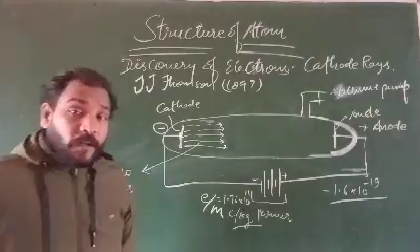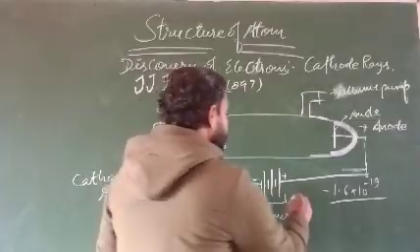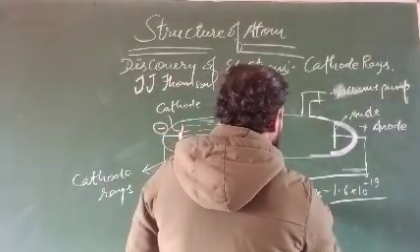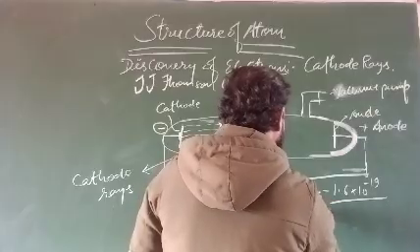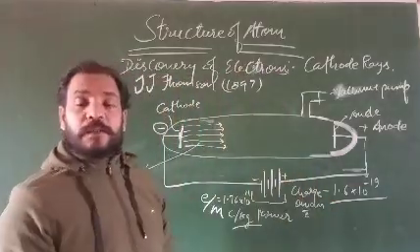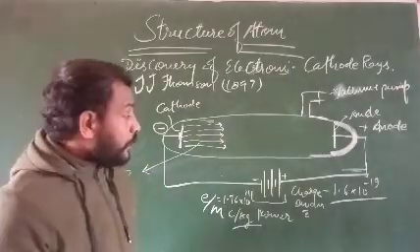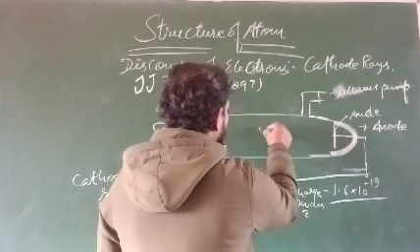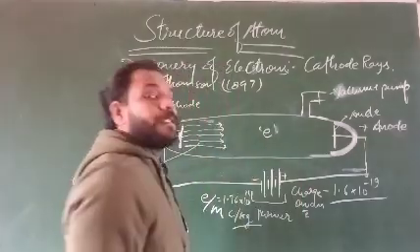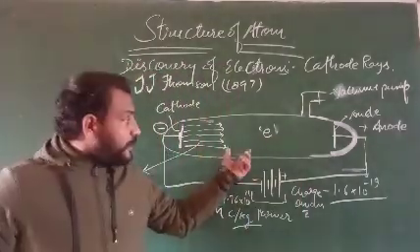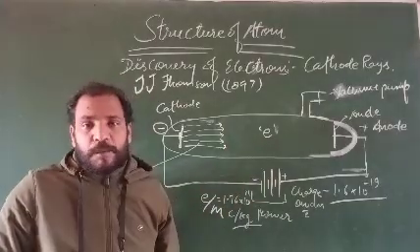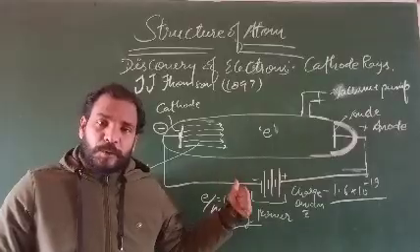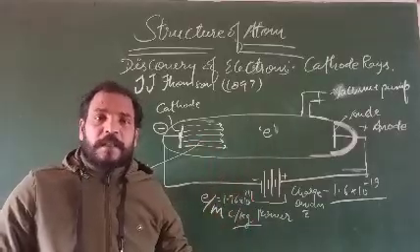Millikan found the charge on an electron, which is equal to minus 1.6 into 10 to the power minus 19 coulomb, and the electron is denoted by the symbol e. So these were the experiments performed by J.J. Thomson to discover the electron.